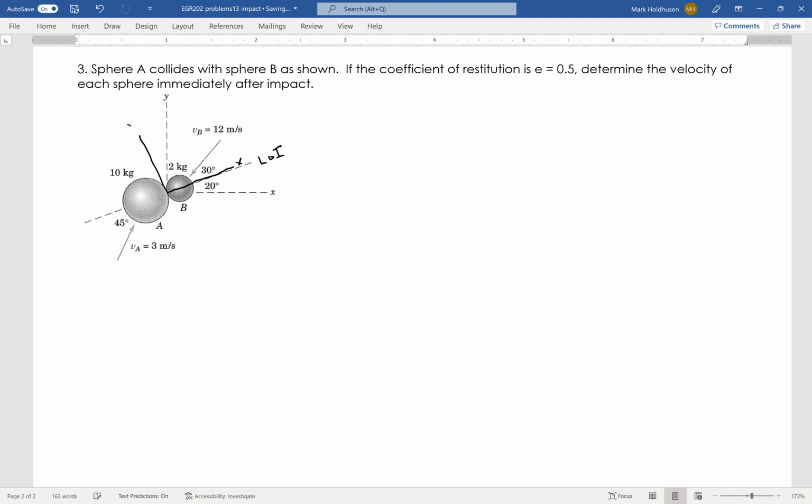Line of impact, I don't know how you want to call it, but I'm going to set things up that way because along the line of impact, two things are true. The first thing is that the momentum is conserved for the entire system because that impulse, that impact force, is going to be internal to the system. If I take the system together, all of the momentums of both spheres going in that direction. So I'm going to start with my mass times the velocity of each one. So it's going to be 10 times 3 cosine 45.